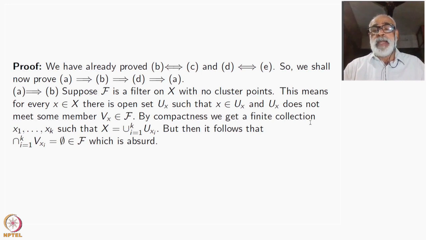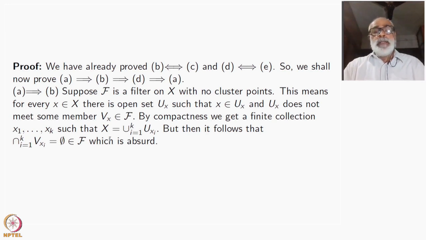By compactness, we get a finite collection x1, x2, ..., xn such that X is inside the union of the Uxi's. Because for each x, I have got a neighborhood Ux, so that is an open covering when you range x over X. So take a finite subcover here. But then look at the intersection of all the Vxi's corresponding to each xi, finitely many of them. What is it? It is empty, because the union of the Uxi's is the whole of X. If there were a point in every Vxi, it would be in one of the corresponding Uxi's. Each Vxi and Uxi are disjoint, so there cannot be anything. So the intersection of the Vxi's is empty, which is absurd because these are finitely many members of a filter. So that is not possible.